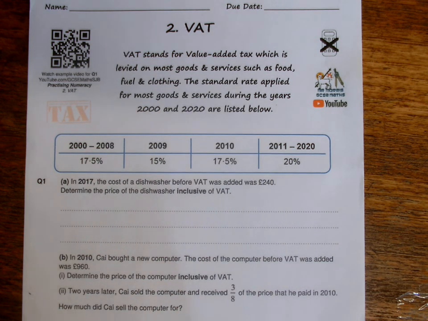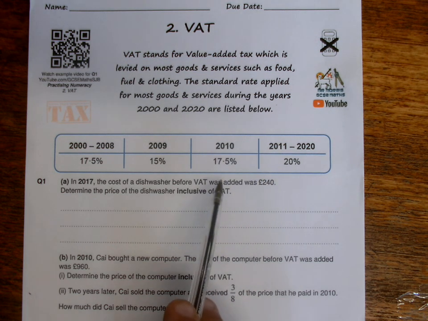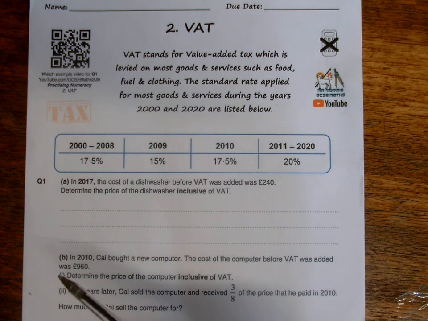Currently it's 20%. So in 2017, the cost of a dishwasher before VAT was added was £240. Determine the price of the dishwasher inclusive of VAT. So that's not the price that you're going to pay, because this is the price before the VAT was added onto it. You're not going to see this on the price tag in the shop. So what we're going to do now is add the VAT on.